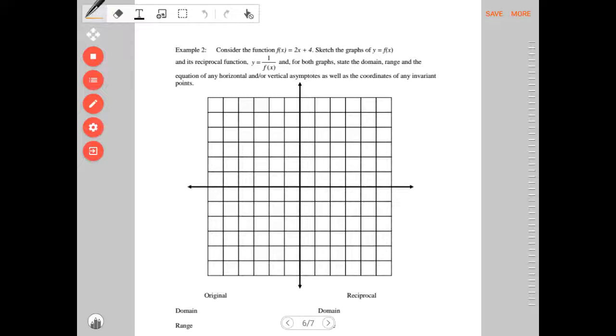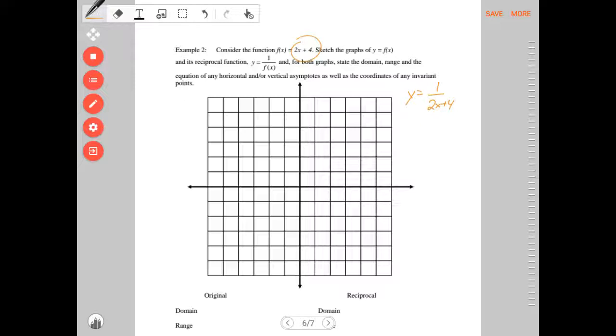Okay, example 2. Consider the function f of x equals 2x plus 4. Sketch the graphs of y equals f of x and its reciprocal function, y equals 1 over f of x. And for both graphs, state the domain, range, equation of any asymptotes, horizontal or vertical, as well as the coordinates of any invariant points. So we have to graph 2x plus 4, because that's f of x, and then I have to graph y equals 1 over 2x plus 4. Whew. Well, we can do this.